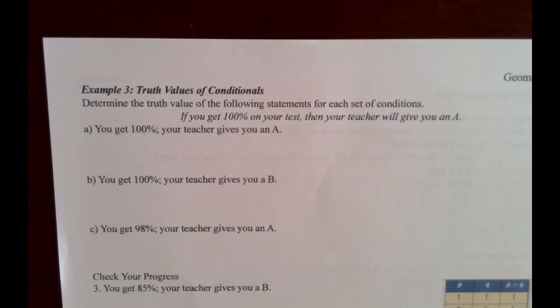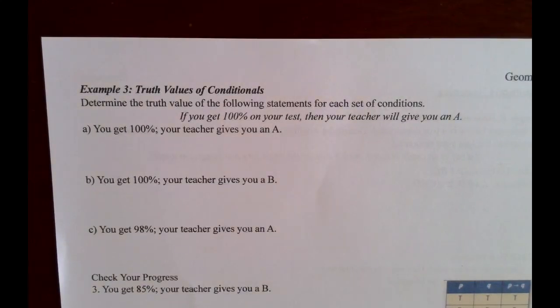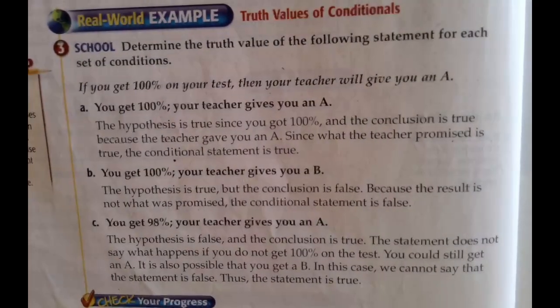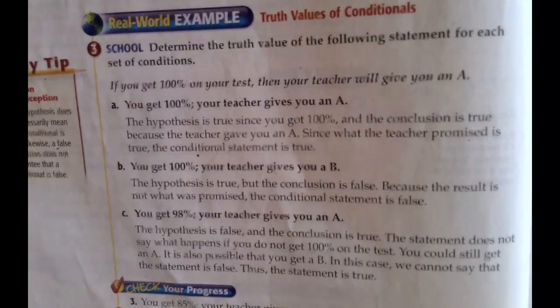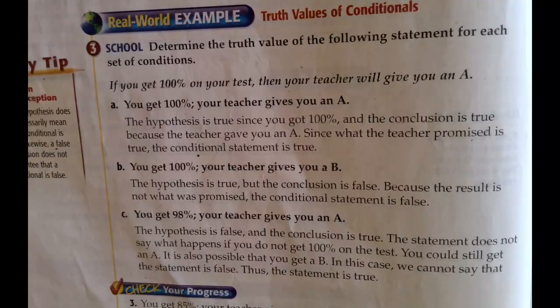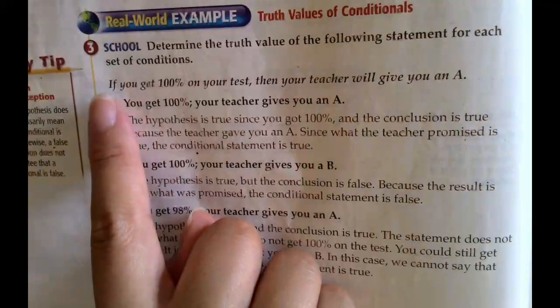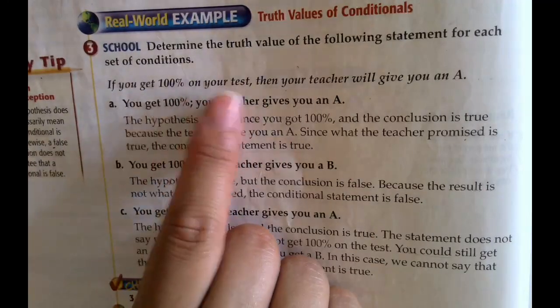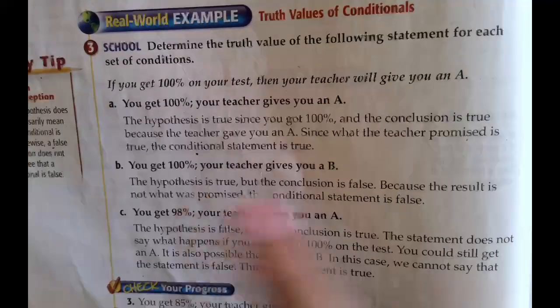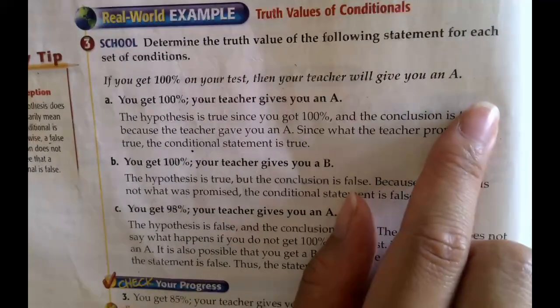I'm just going to use the book so that way I don't have to write it all out along with its explanation. Example 3 asks us to determine the truth value of the following statement for each set of conditions. So this is the statement: if you get 100% on your test, then your teacher will give you an A.